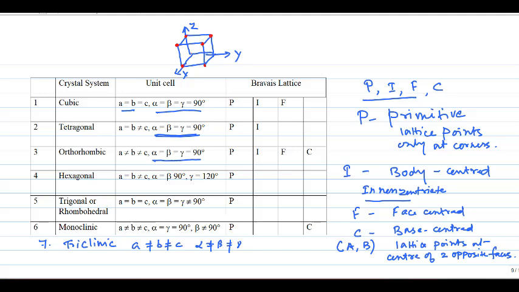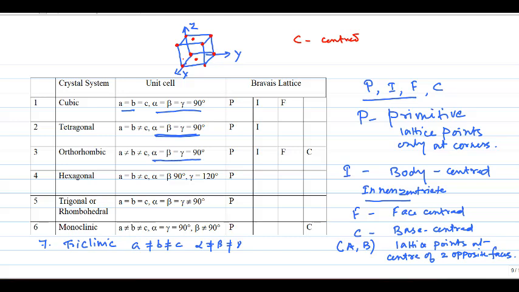So we have lattice points at the corners, and apart from that, if it is C centered, we will have 2 more lattice points at the centers of these 2 faces, one here and another there. So this is known as C centered, but you can also have A centered and B centered depending on which two faces you have chosen.